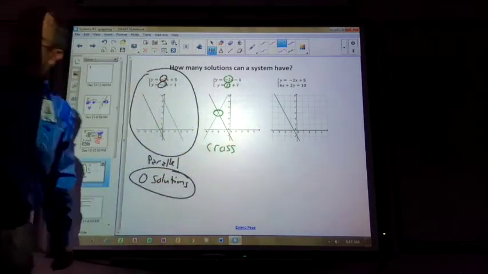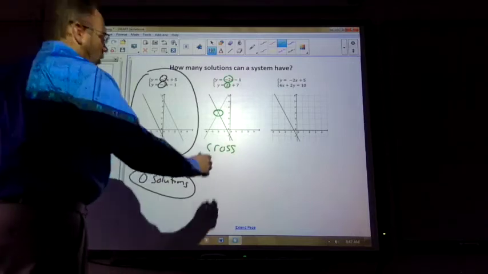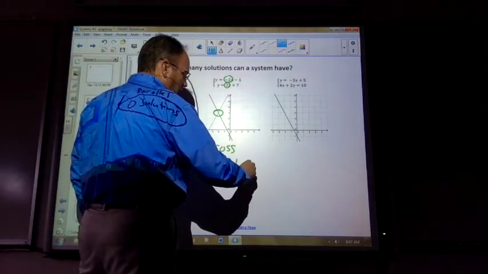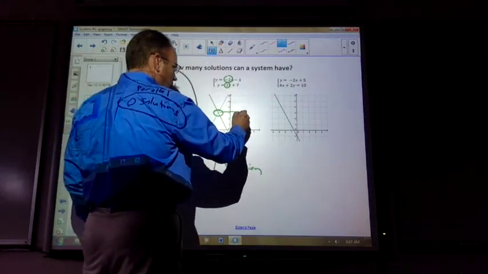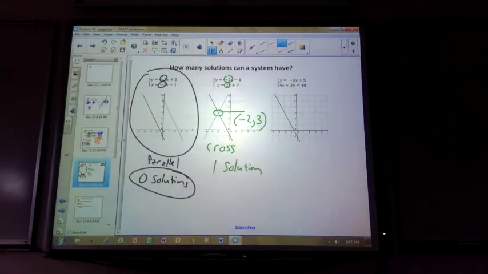So these lines cross. Hey, do perpendicular lines cross? Yeah, they cross at 90 degrees. It's a special category. So they cross. This gives me one solution. What is that one solution? It's wherever this is. That looks like -2, 3.